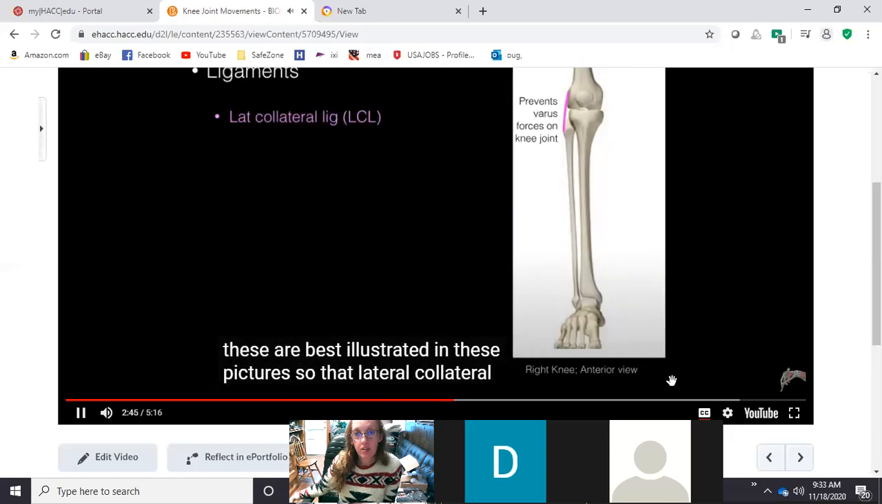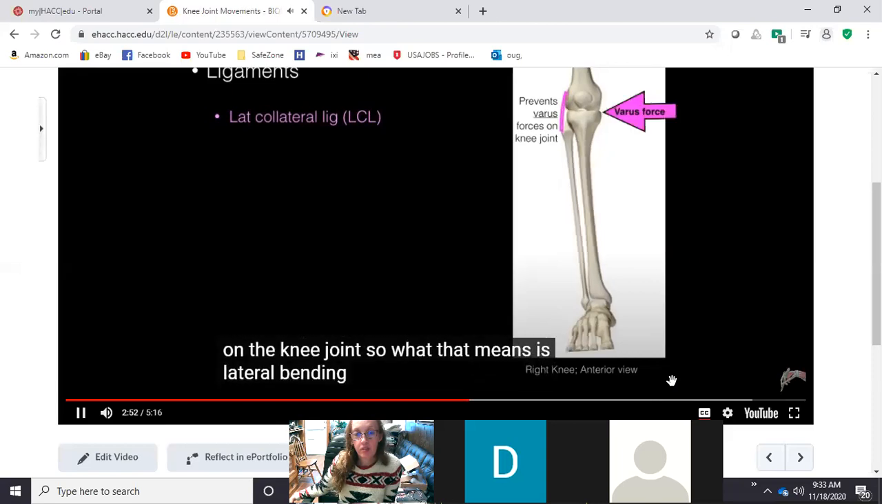So that lateral collateral ligament prevents varus forces on the knee joint. What that means is lateral bending, or bending of the knee joint towards the wall. That's a varus force. And what this lateral collateral ligament does is help prevent that lateral bending of the knee when a varus force is applied to it.